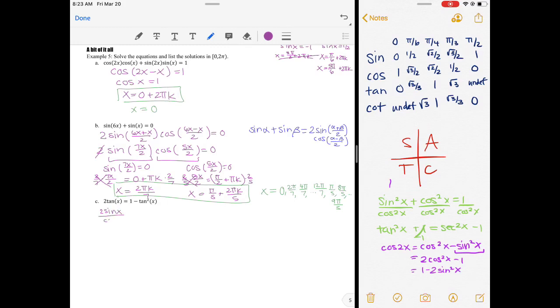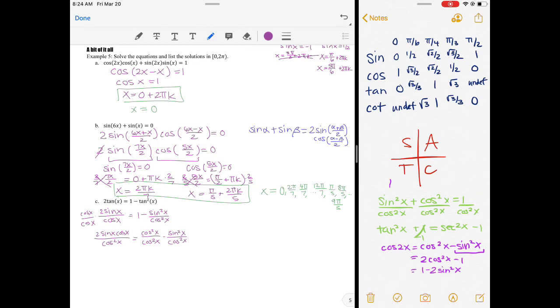So on this left side, we're going to have 2 of sine of x over cosine of x. On this right side, I'm going to have 1 minus sine squared x over cosine squared x. So I want everything to have a common denominator, so I'm going to make everything in terms of cosine squared. To have this one be over cosine squared, I'm going to multiply the top and bottom by cosine x. And then the 1 will be cosine squared of x over cosine squared of x, minus sine squared of x over cosine squared of x.